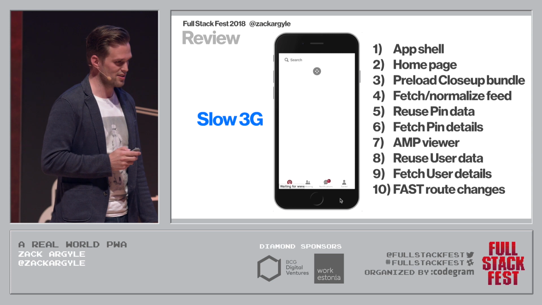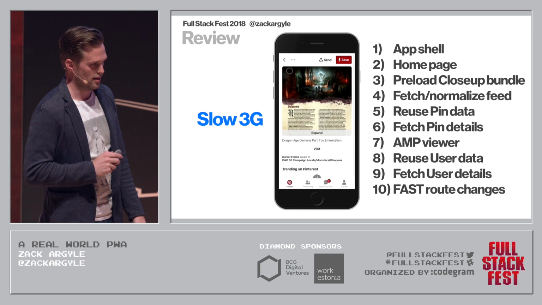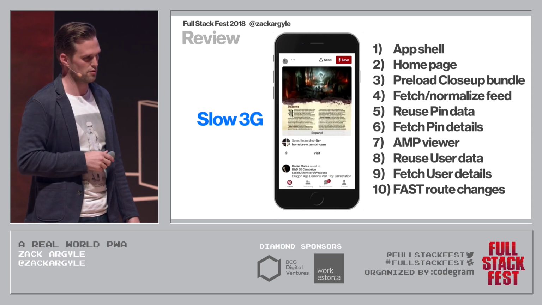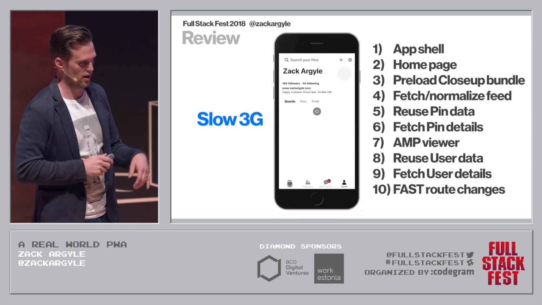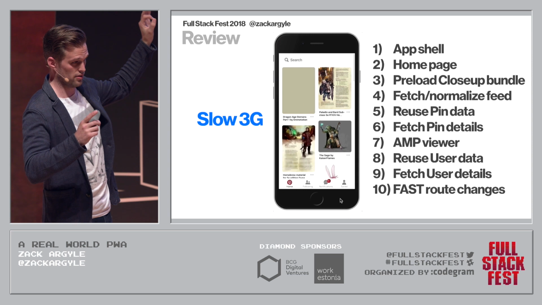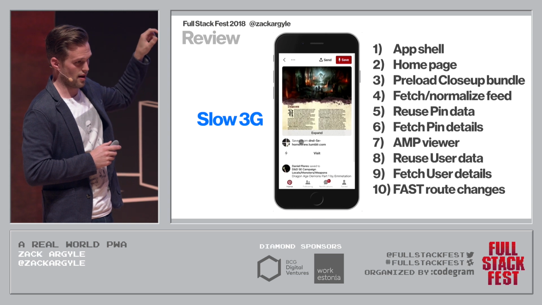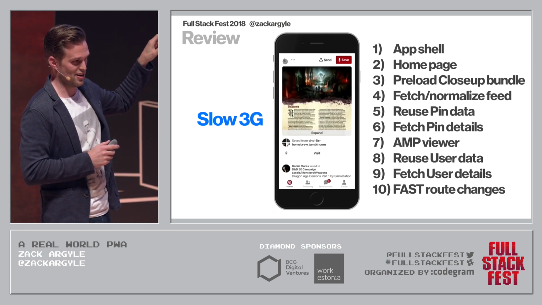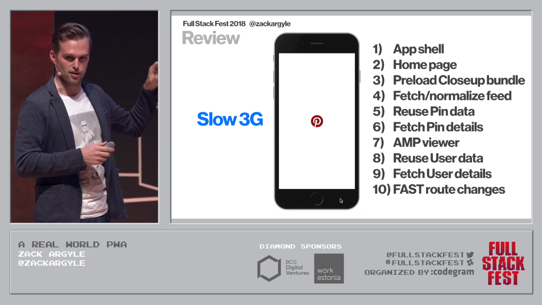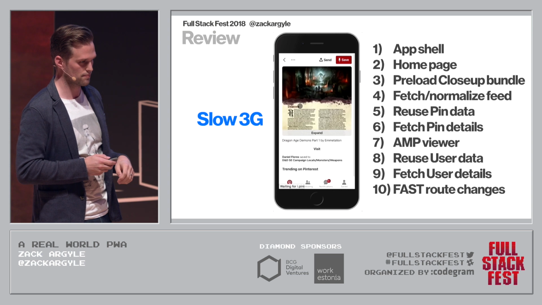All right, so here's a quick little demo on a very slow 3G network of Pinterest's PWA. And you can see that it loads very quickly. These are the 10 steps that go through here. You'll see, it'll wrap back around in a second. You'll see the app shell pop up there. And then we go to the home page. We preloaded the close-up bundle, so that when I click on it here, it loads really fast. I get to reuse that pin data. I noticed it was an AMP page because it had that little lightning bolt there, and we have an AMP viewer in our PWA, so you don't actually have to leave the site. It looks like a native app, pops that thing up, which is really cool.